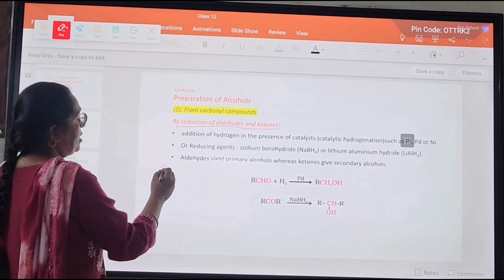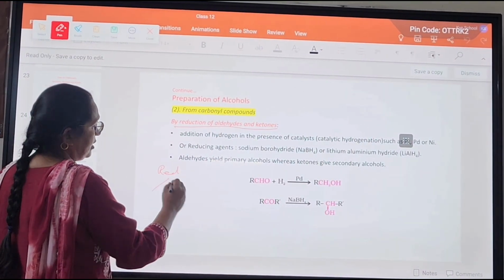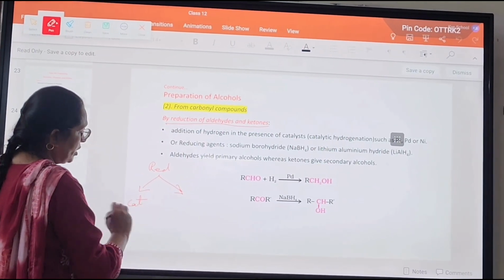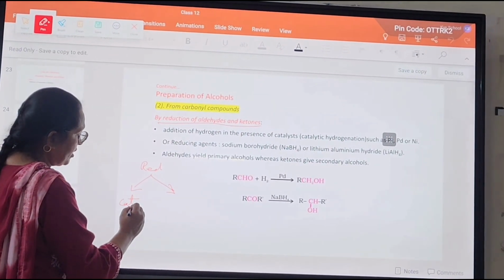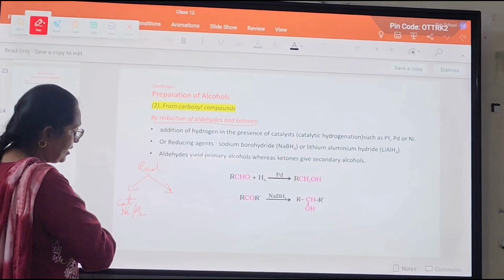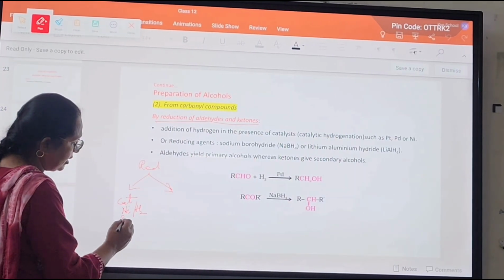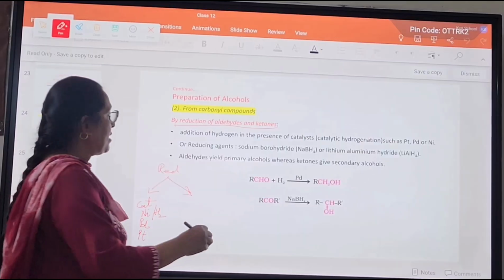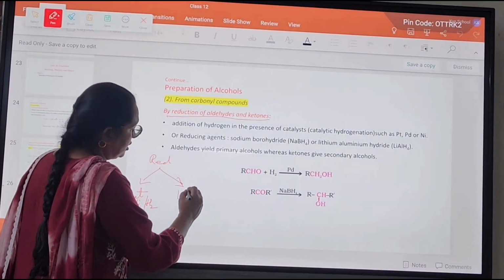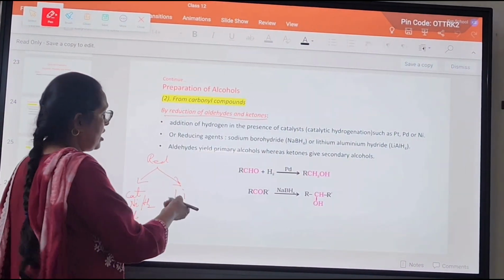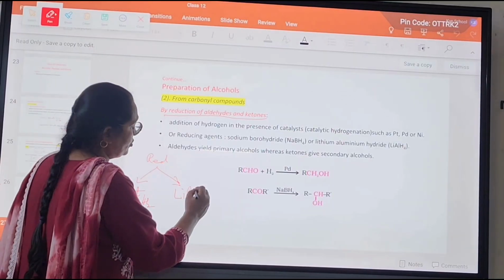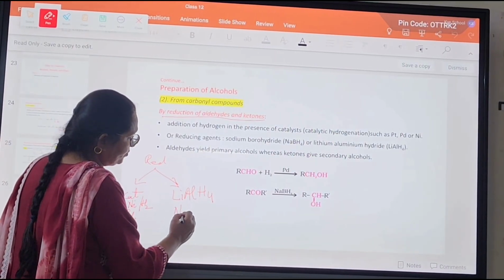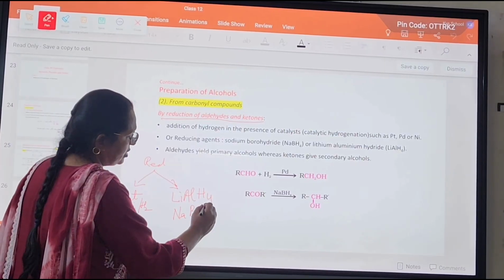Reduction may be catalytic, that is, in the presence of a transition metal, the hydrogen can be added, transition metals like nickel, palladium and platinum. And we can also use very excellent reducing agents, lithium aluminium hydride or sodium borohydride.